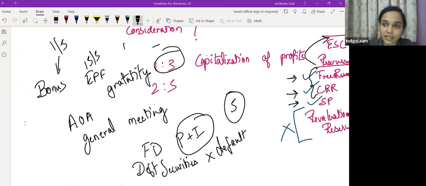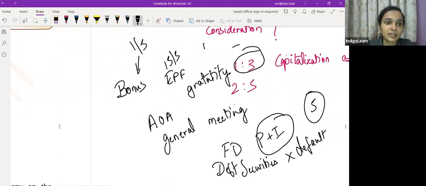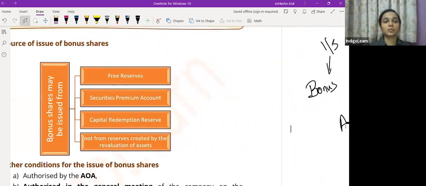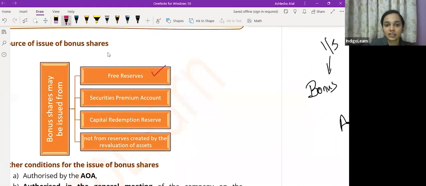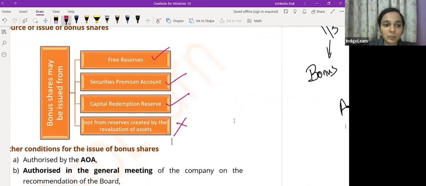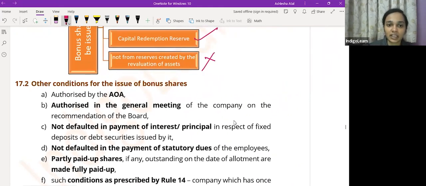Okay, so let's have a look at section 63, which talks of bonus issue. So जैसा हमने समझा that bonus issue can be made out of free reserves, securities premium, CRR, and not out of revaluation reserve. What are the conditions for issue? It has to be authorized by AOA, authorized in general meeting of the company.